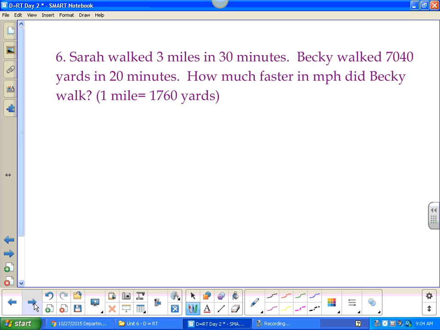Okay, last one. Sarah walked 3 miles in 30 minutes. Becky walked 7,040 yards in 20 minutes. How much faster in miles per hour? So I want miles and I want hours. Did Becky walk?